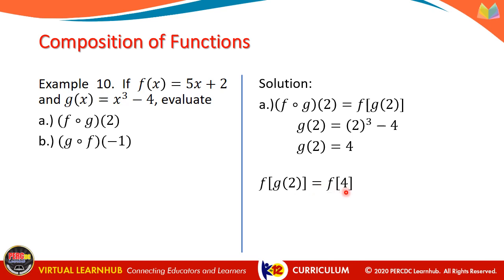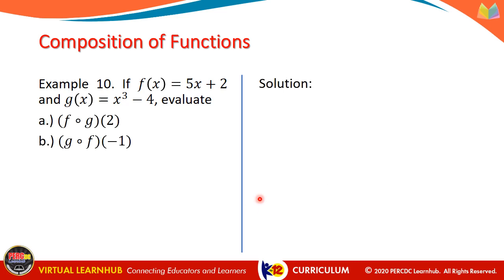And then the next thing that we need to do is to evaluate f of 4. For us to do that, we just need to plug in 4 in f of x equals 5x plus 2. That would be 5 times 4 plus 2. That is equal to 22. f of g of 2 is equal to 22.